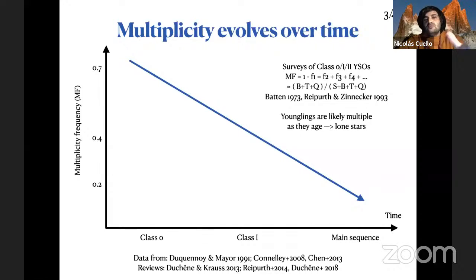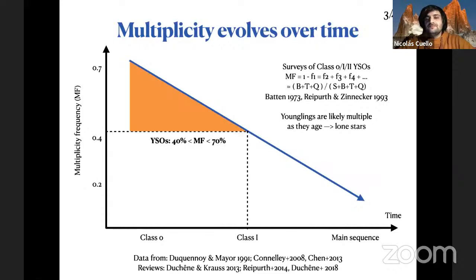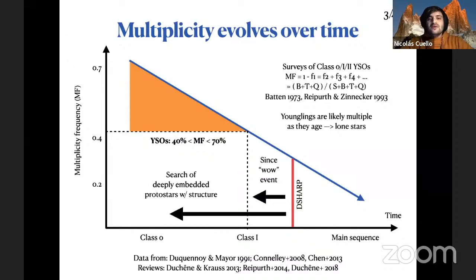As you can see, we can put some points in there, and we see that the multiplicity evolves over time and decays, which means that young stars are likely multiple, and as they age, they become lone stars. What's very interesting is that if you take a young stellar object between class 0 and class 1, the probability of being multiple is fairly high, between 40 and 70%. Then, for example, this is what DSHARP observed, class 2 stars. Since the WOW event, the HL Tau observation, we're moving towards observation of class 1 objects. And even in the last years, we're going deeper, and we're searching for deeply embedded protostars with structure. The search is very prolific, and we're going to see some very exciting results.